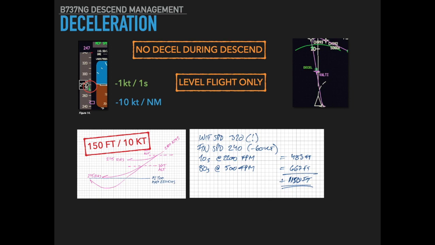Though you may have complied with the speed restriction, if the FMC did not include this deceleration in the calculated descent path, or you have not followed the FMC, you would need an additional several miles of track distance.